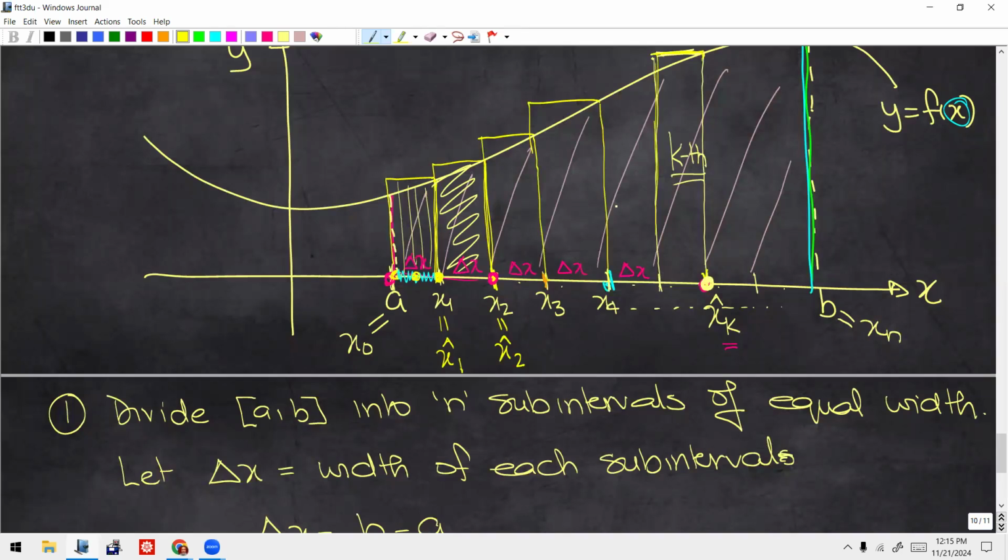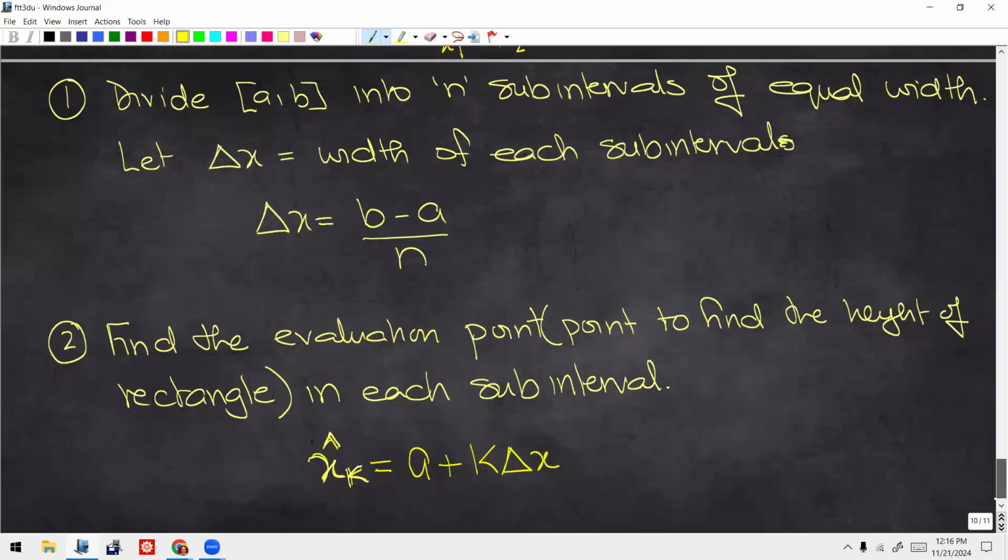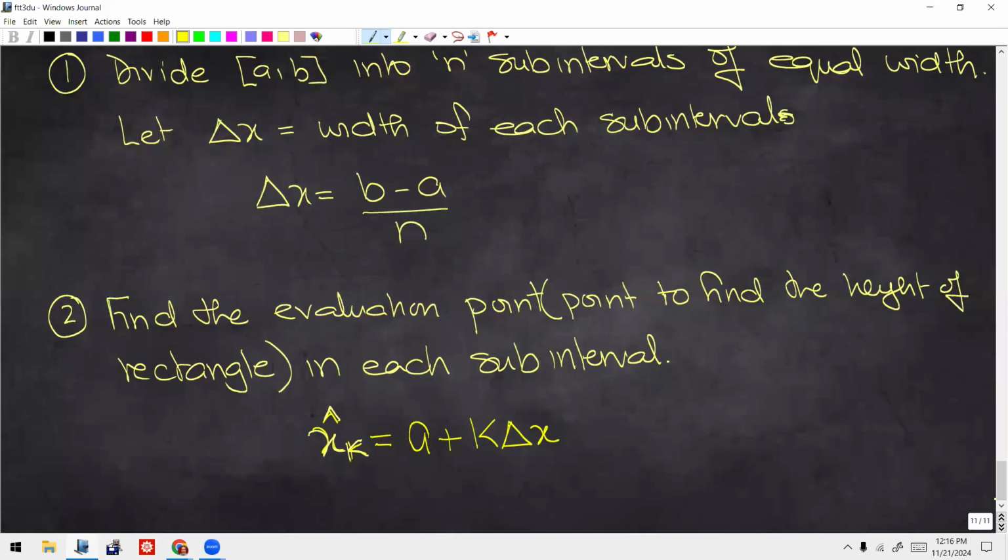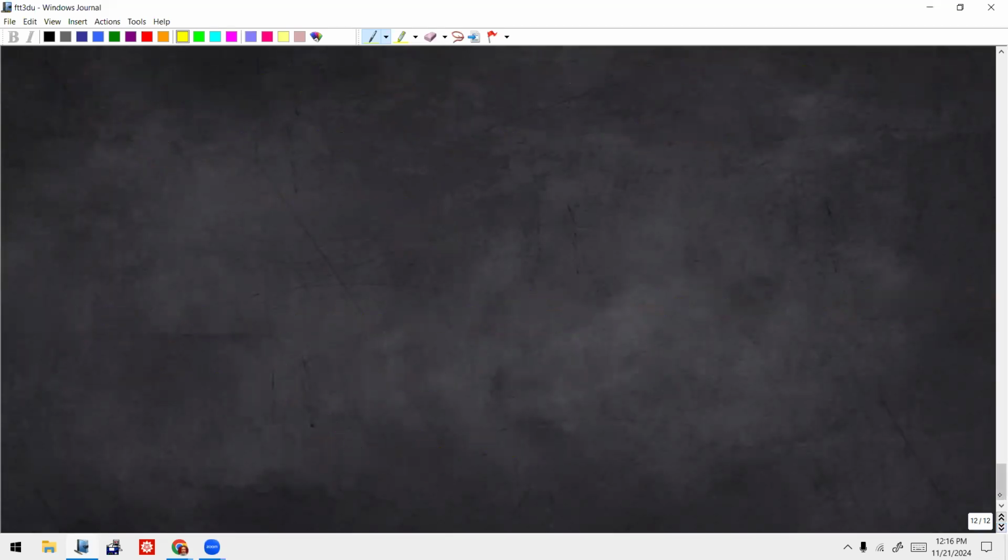And you continue this. I'm going to do a couple of them and I'll put dots the rest of the way. Okay, we're going to do the same thing across the board. Is that okay? So far we found delta x and we found how to find the evaluation point. Let's do step 3.